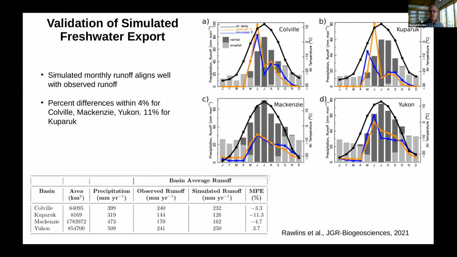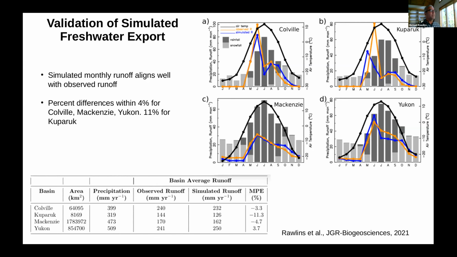So then in order to get a good estimate of the dissolved organic carbon exports and concentrations, we need to have a good approximation of the hydrology. So this is runoff. This is validation of the simulated freshwater export for the Colville, Kuparuk, Mackenzie, and Yukon. Showing in there simulated in blue, observed runoff in red. And what we can see here is that at monthly climatology, the monthly time step, the model does extremely well at getting the spring freshet for the Colville and the Kuparuk.